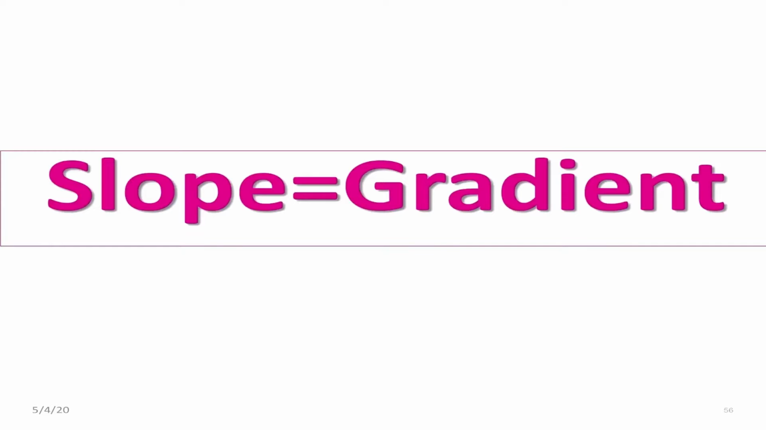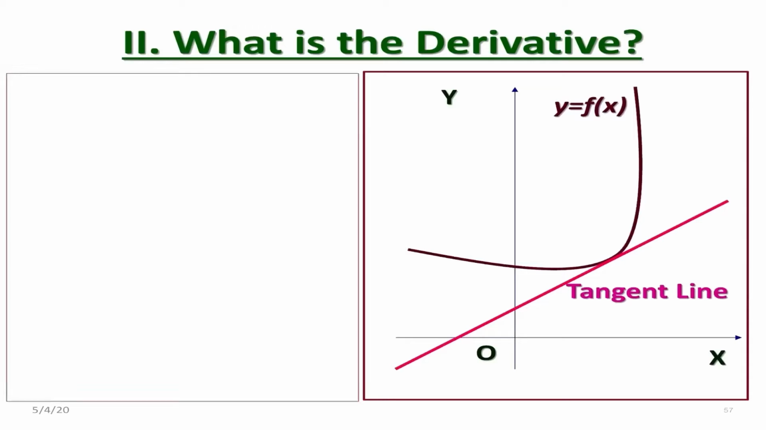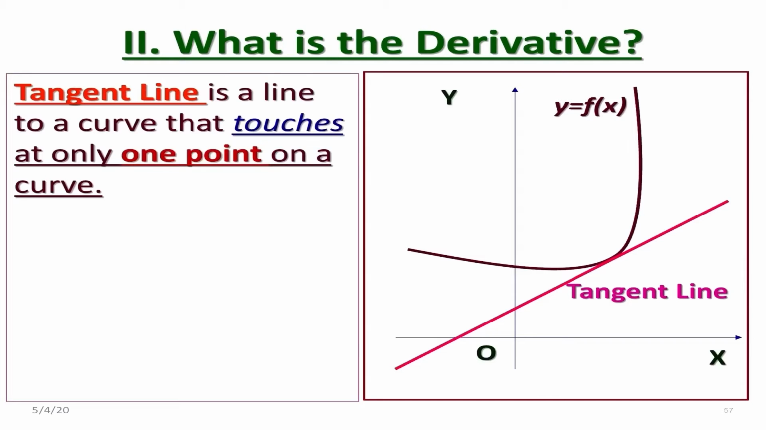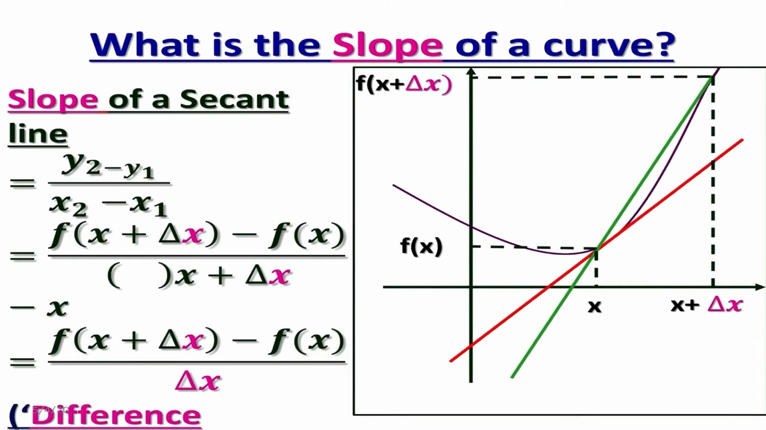The derivative of a curve is a new function that gives you the slope of a line tangent to the curve at any point. Recall that the tangent line is a straight line that touches your curve at one point exactly, at one point of contact. It skims the surface, grazes the curve and touches it at one point. Now let's move on. How to practically find the slope of a curve at the given point, let's say x.